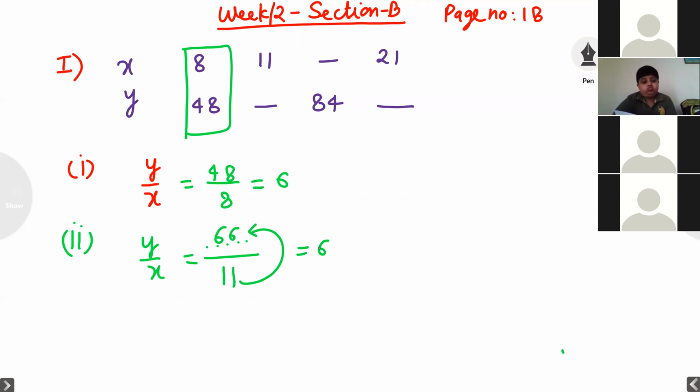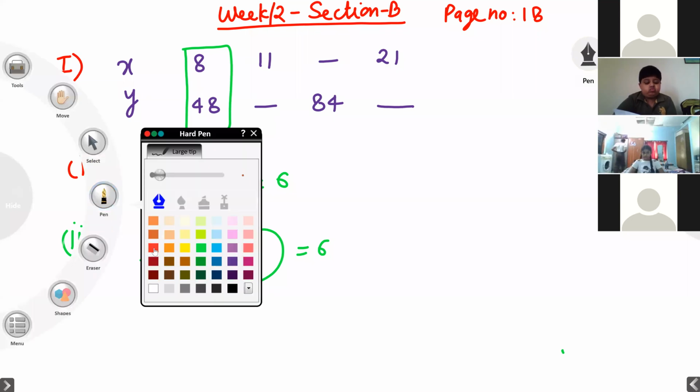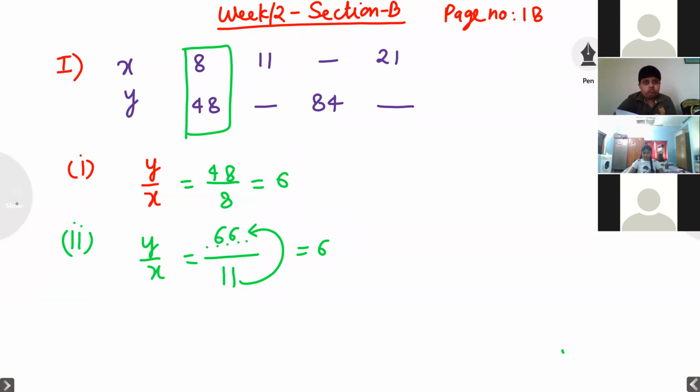Are you getting my point? I want to get only 6. How to get 6? If I write 66 in the numerator, then I divide 66 by 11, which is equal to 6. Now we got it, 66. Two cases completed. Third case, again Y by X. The value of Y is 84. 84 divided by the X value we don't know.